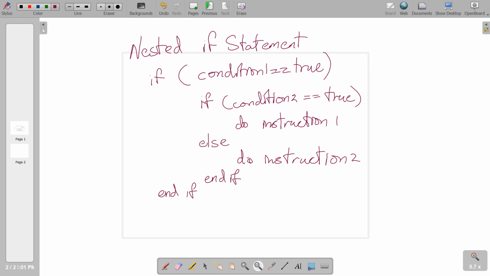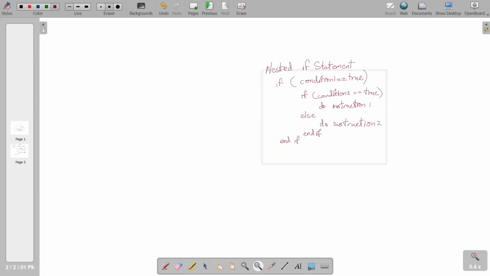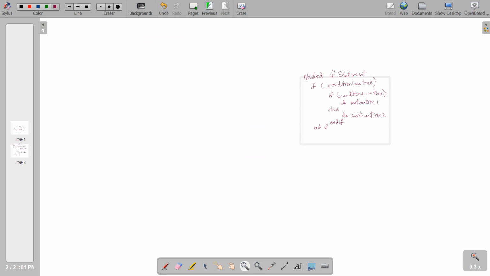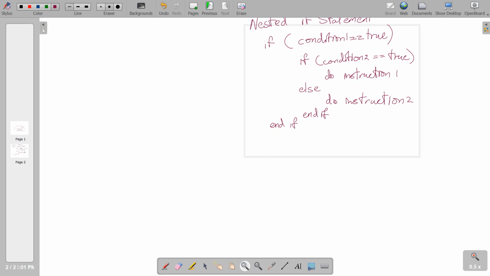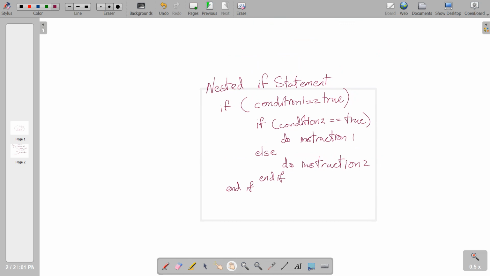So what do we have here? We have if condition 1 is equal to true. When we get inside of the statement, we further refine. So if condition 2 is equal to true, do instruction 1. Otherwise, we want to do instruction 2.